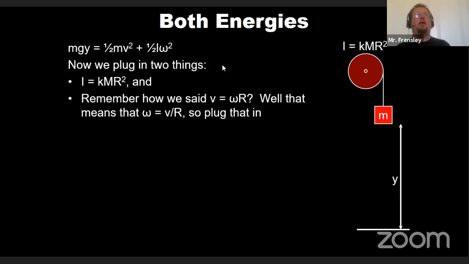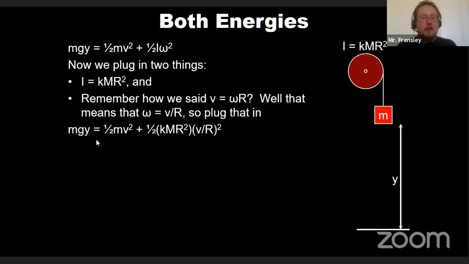This is a good one to remember, that the translational V of the block and the rotational omega of the wheel are related by V equals omega R. R is the radius of the wheel, as long as there's no slipping happening. If there's any kind of slipping happening with the rope, or when we roll down an incline and there's slipping, don't go with V equals omega R, because they aren't the same because of the slipping.